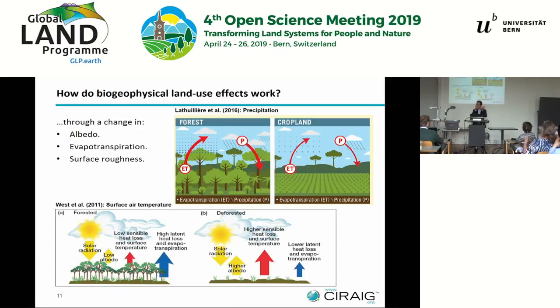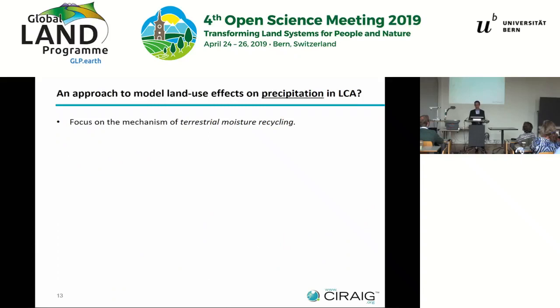And also, there is literature, like the Brighton colleagues, that recently indicated that change in turbulent heat flux might be even more important than radiative processes in shifting the energy budget at local level. So our proposal, looking at what this community is developing, is to model land use effects on precipitation in LCA by focusing on terrestrial moisture recycling.